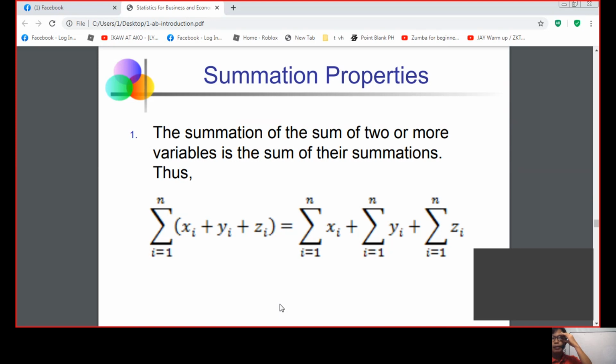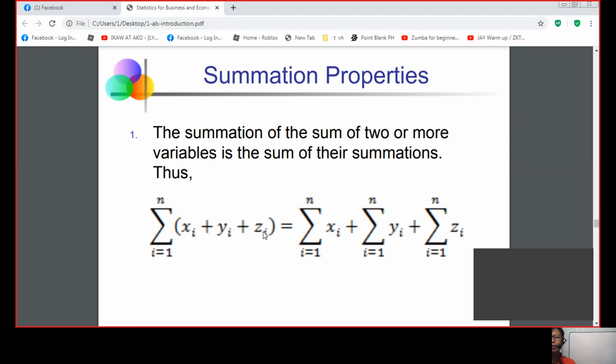Okay? So, dito, the summation of the sum of two or more variables is the sum of their notation. So, these are the properties. Okay? These are the rules. So, if summation of I from 1 to n, meron kang tatlong variables. So, you just distribute the summation sign. Okay? Distribute mo lang siya. So, summation of x sub I, the summation of y sub I, and the summation of z sub I.